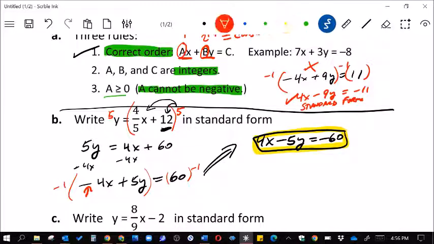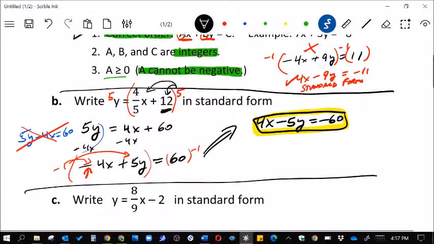Now, notice the places of error. One of the places that people can make an error is they change this sign, but they don't change that one. Another place that they sometimes make an error is they do 5y minus 4x equals 60. Temporarily that could be okay as long as you end up putting the 4x in front, but it's still not a good idea because people tend to forget to do that.